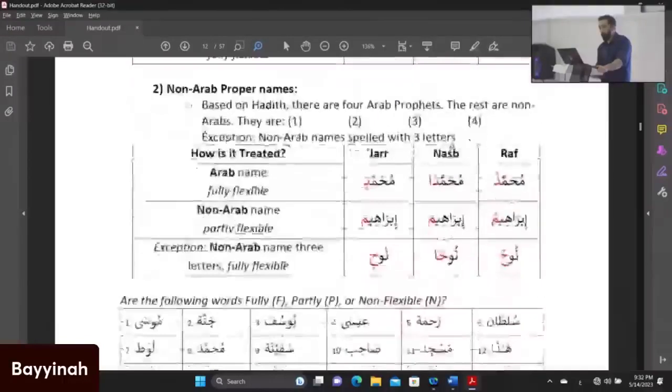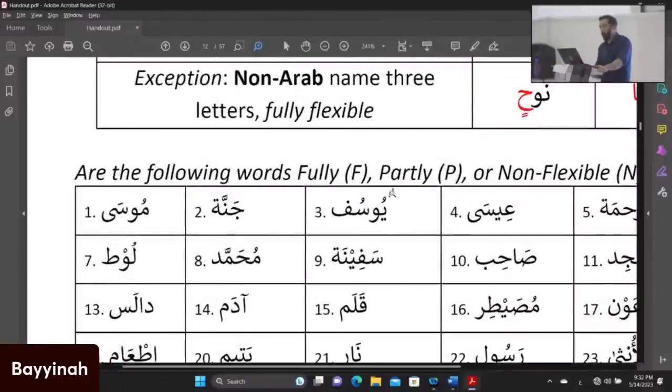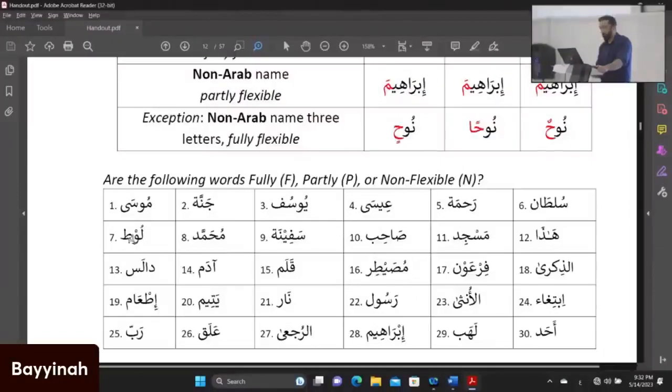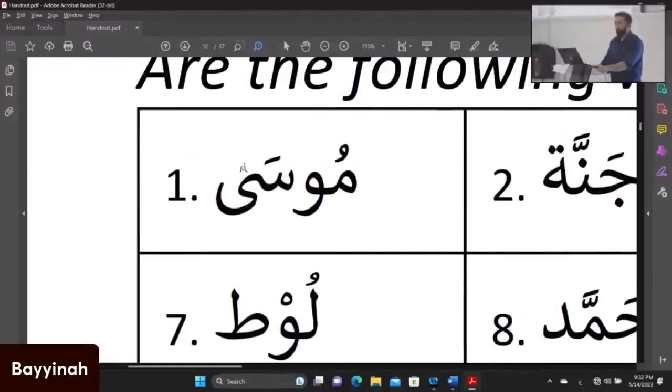Okay? Let's do this. Are the following words fully flexible, partly flexible, or non-flexible? Let's do this exercise together. Number 1, Musa. Can somebody explain why this is non-flexible? You're right, it is non-flexible.